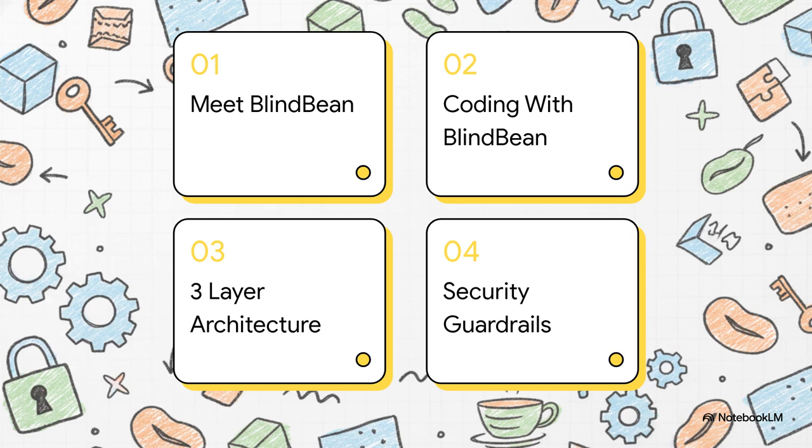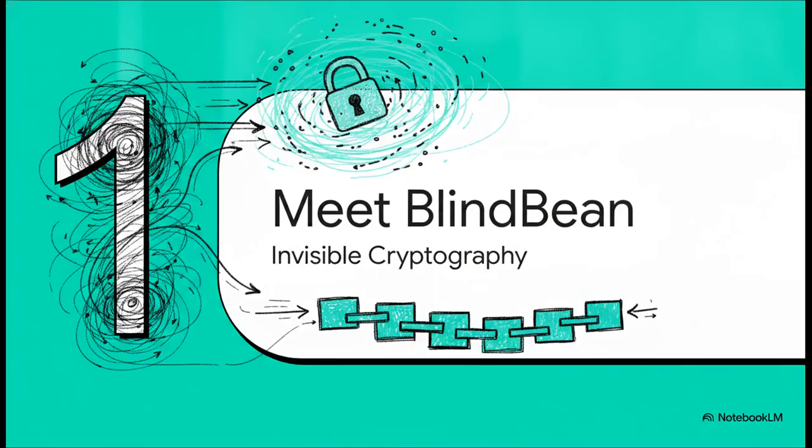So, here is our roadmap for today. Number 1, we'll meet BlindBean. 2, coding with BlindBean. 3, its 3-layer architecture. And 4, the guardrails and limitations. Let's get going. Okay, Section 1, Meet BlindBean, the invisible cryptography.